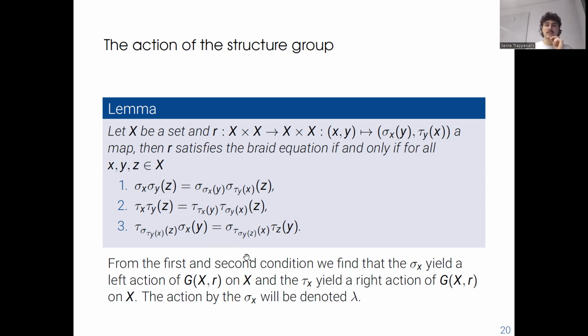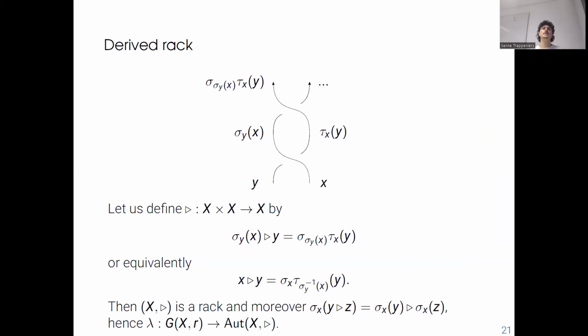So the action by the sigmas will be denoted by lambda. Recall lambda is an action of G_{X,R} on X. Okay, so as I said, it seemed like we were missing some information in order to find a right adjoint to this functor that we just defined. So let's try to add some of this information.